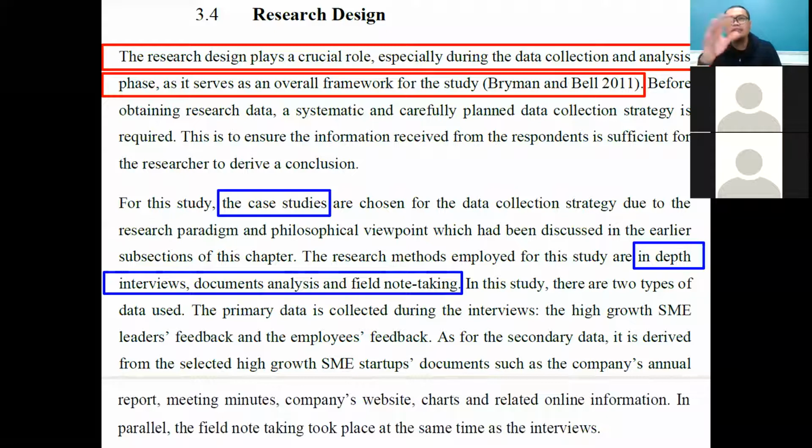Okay, it's impossible to go through it page by page from Duratul Ain, but I just pick up a little bit from the research design section so we can get an idea. We can know how to write this section in your research methodology. Research design: the research design plays a crucial role, especially during the data collection and analysis phase, serving as the overall framework of the study. Okay, they start by writing on research design, and they highlight some definitions.